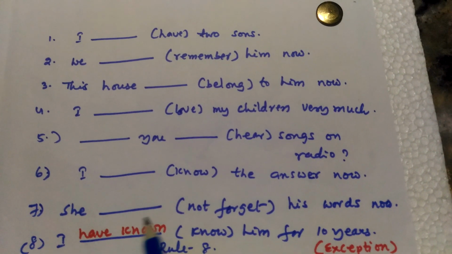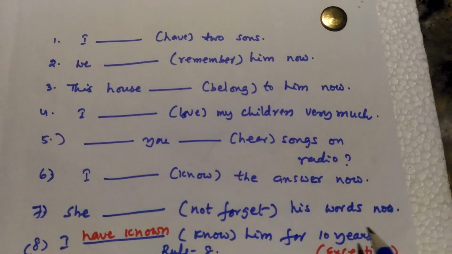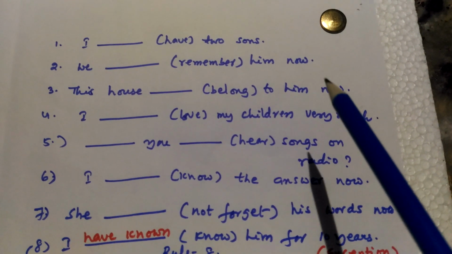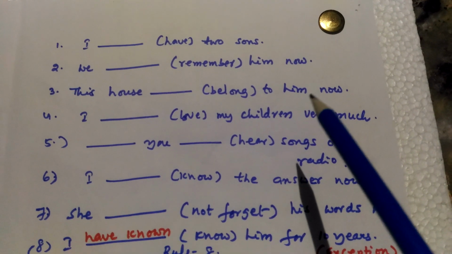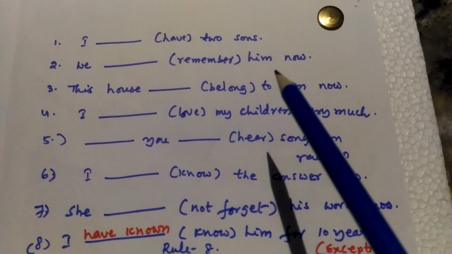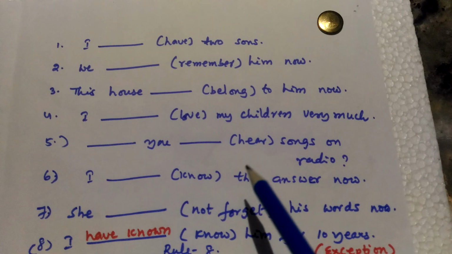And she doesn't forget his words now. Even if some clue words are there which suggest the use of present continuous, we cannot use present continuous with these verbs.